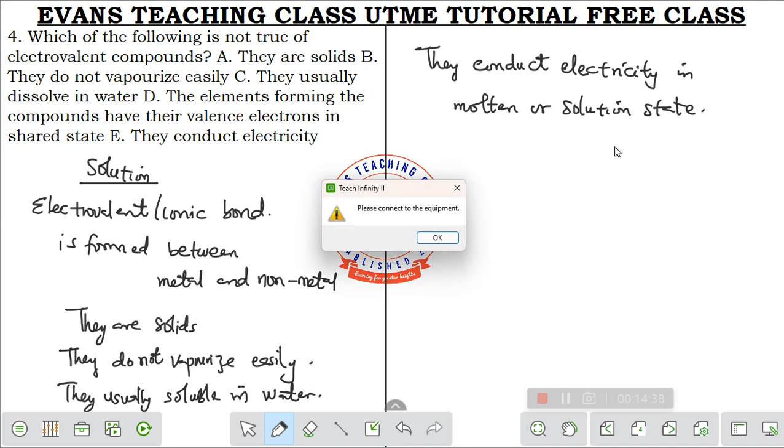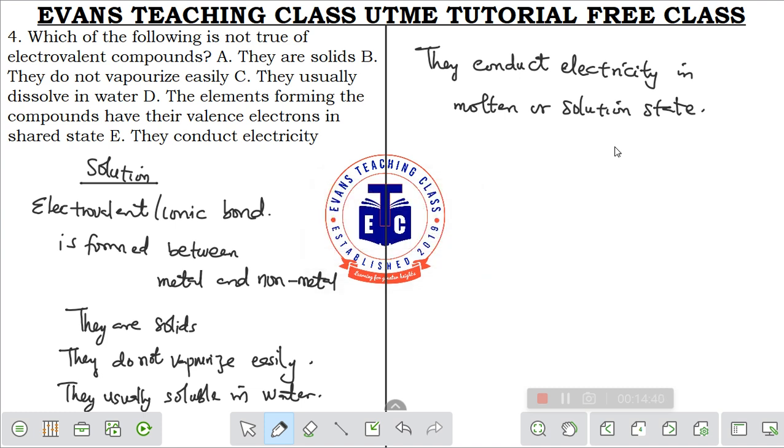So now, what did they ask us to do? They said they are solids. We all know that one is correct. They do not vaporize easily. That's also correct. They usually dissolve in water. That is also correct. Now they said option D, the elements forming the compounds.